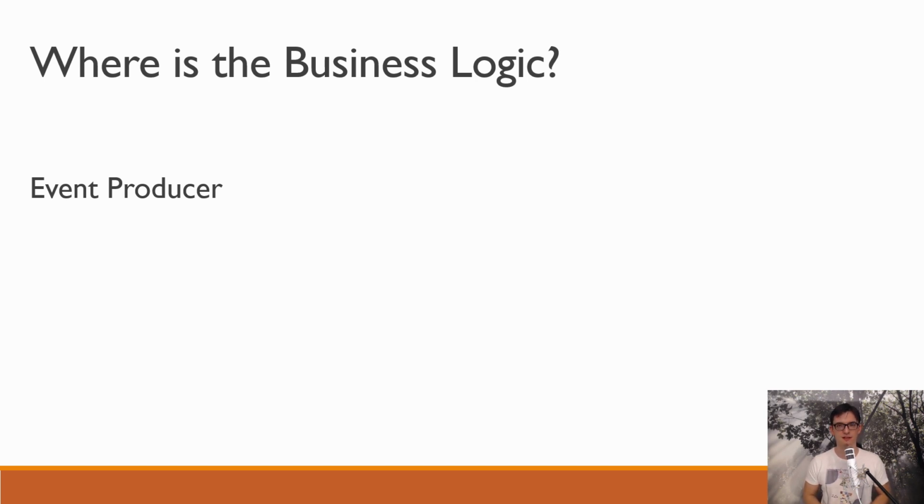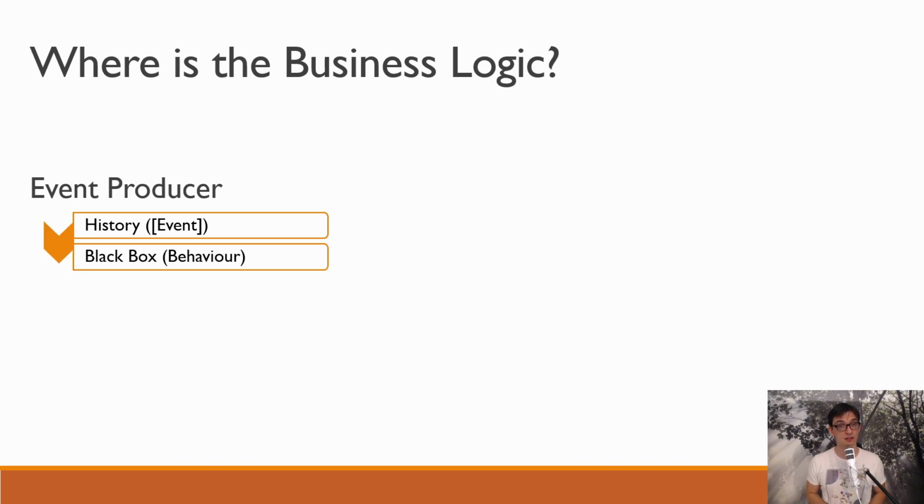So what is an event producer? An event producer is a function, and this function takes as an input parameter the history of all the events, so the complete event stream. And then it is doing something in there, so it's a black box for us. And in the end, it outputs a list of new events. So we have a function that takes a list of events, the whole history, it calculates something, and in the end, it produces a list of new events.